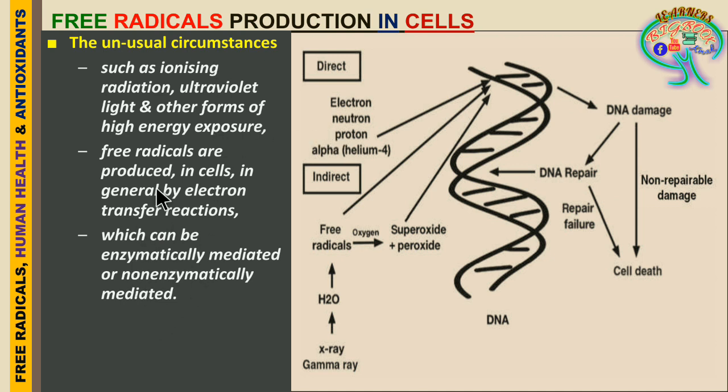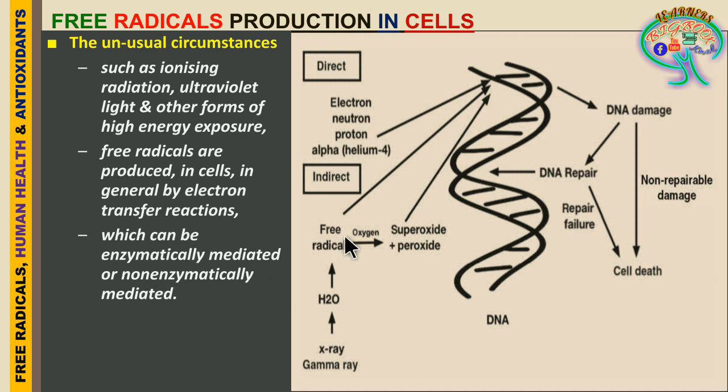Now here, when we consider an electron transfer reaction, the reaction takes place on a high energy basis, where it is induced by ionizing radiations such as ultraviolet, x-ray or gamma rays. Because of this energy exposure, there will be an electron shift or transfer, which is an electron transfer reaction. This electron transfer reaction can be mediated by enzymes, or it can be non-enzymatic also.